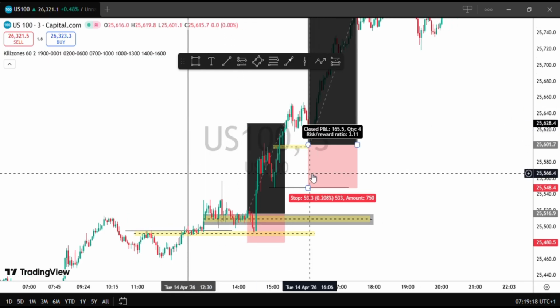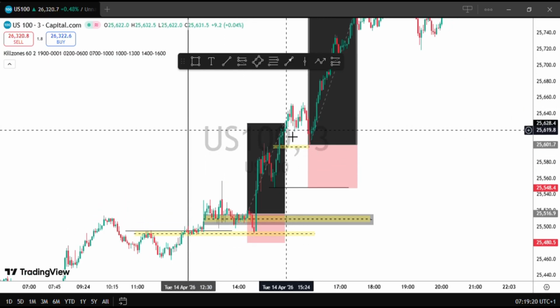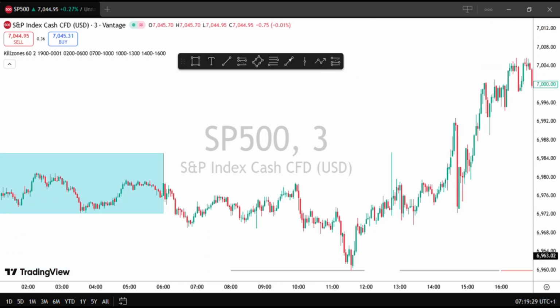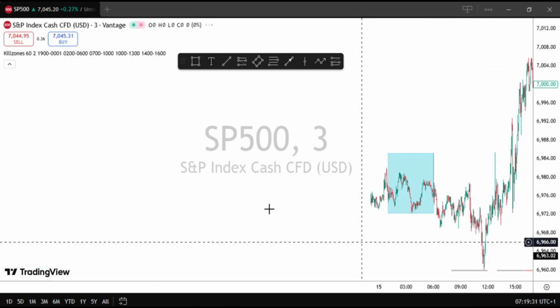So another thing we need to note, look at this. We can see a break of structure, we can see a fair value gap, but we can see a liquidity point too. So this is too far away from the fair value gap. But what did we do? If we check SP500, what are we seeing there? So let's go there.